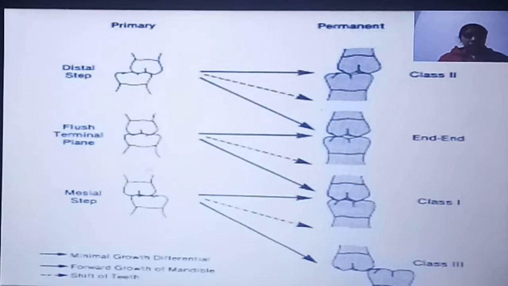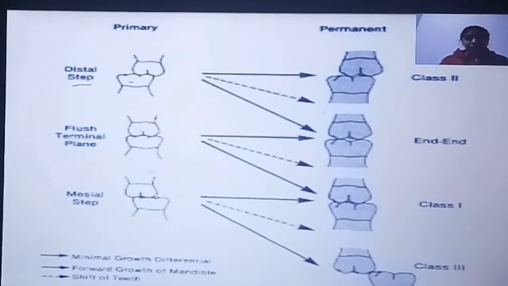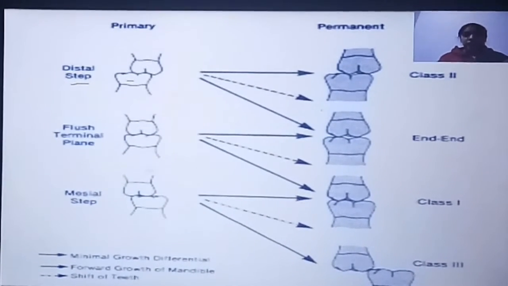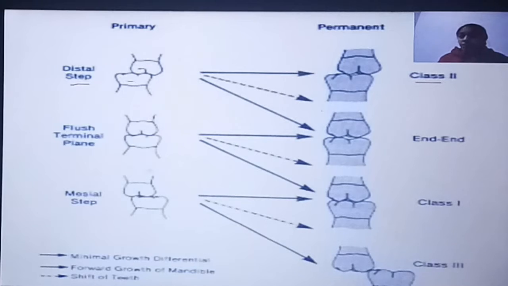First of all, there was the distal step. What was the distal step? The lower molar is located backwards or distally as compared to the upper molar. In the permanent dentition, it will always change to class 2. Now what is class 2? Class 2 means that the maxillary molar is forward and the mandible is backward. So distal step will always change to class 2.